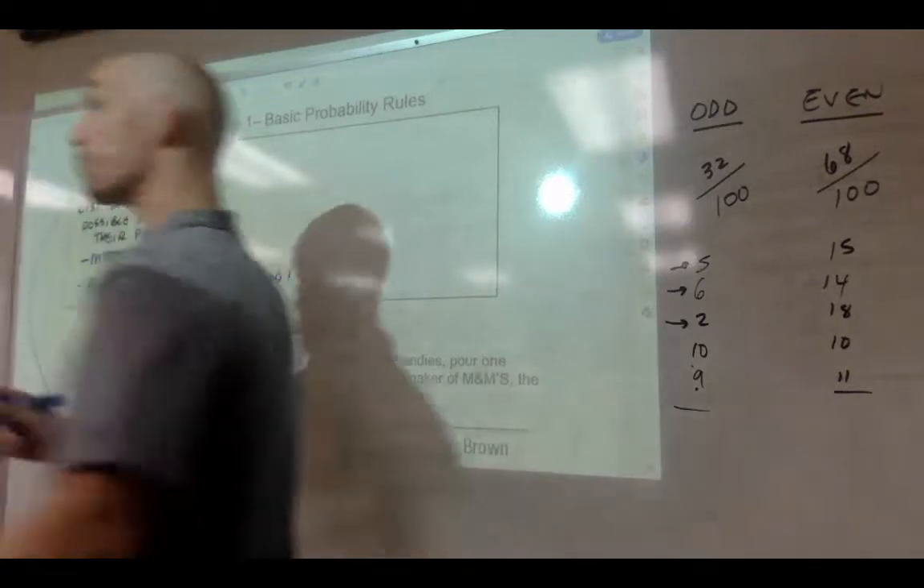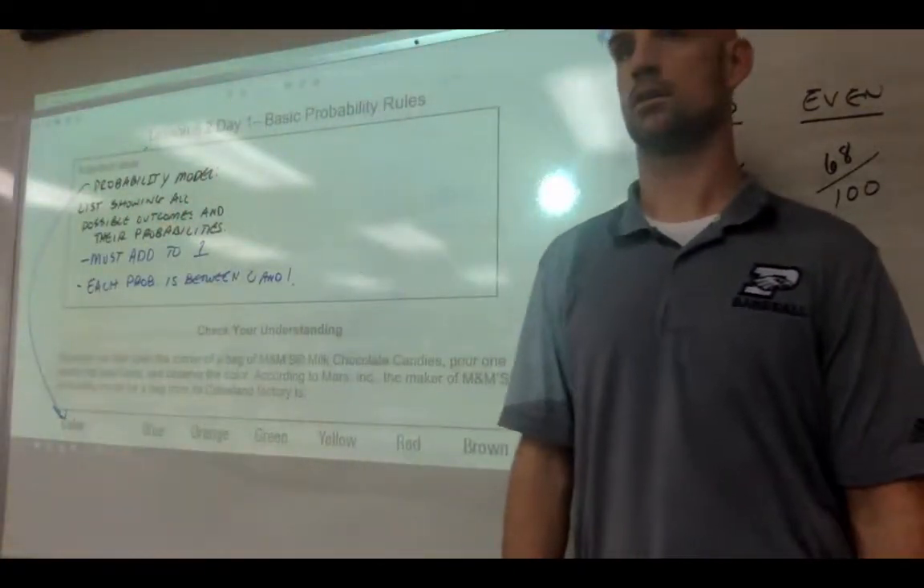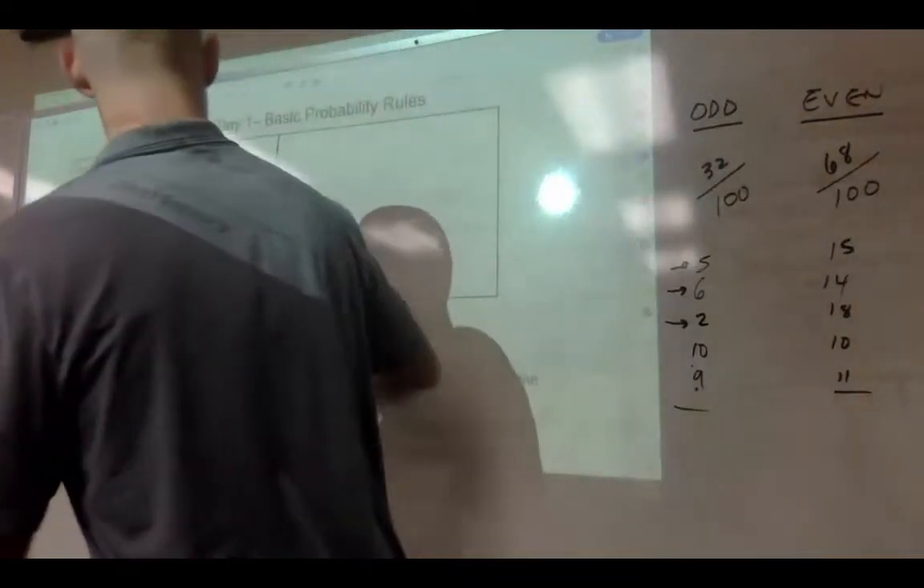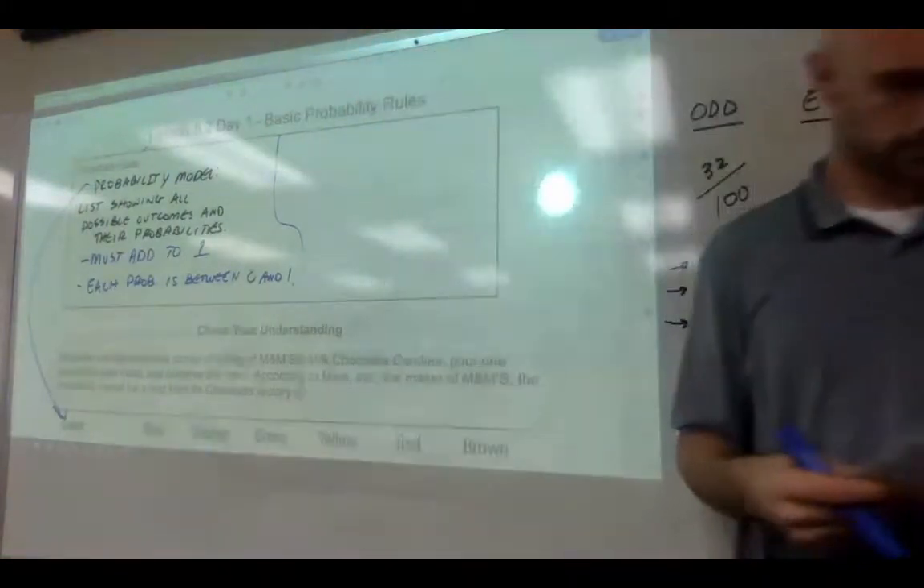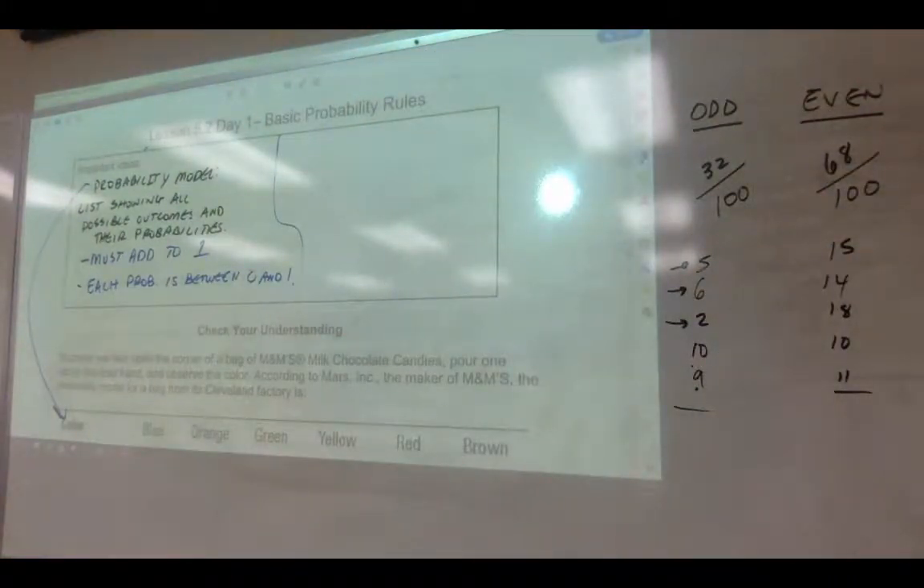And each probability is between 0 and 1. They list them in decimal form, between 0 and 1, and all of them add up to 1. You can't exclude an outcome.